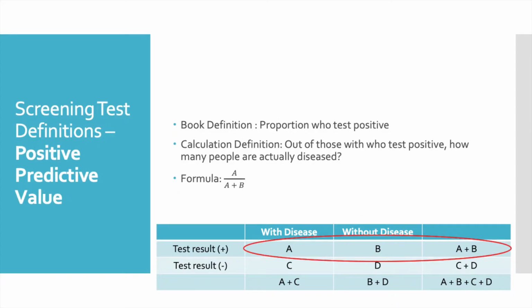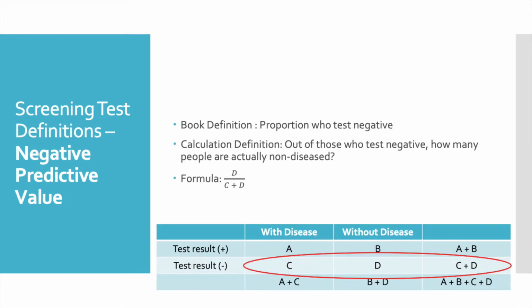Now, there's also the PPV, otherwise known as the positive predictive value. It's defined as the proportion of people who test positive. For the calculation definition, out of those who test positive, how many people are actually diseased? Again, the formula is shown on the screen. For negative predictive value, the book definition is the proportion who test negative. But the calculation definition is out of those who test negative, how many people are actually non-diseased? This is displayed in the formula as shown on the screen again.